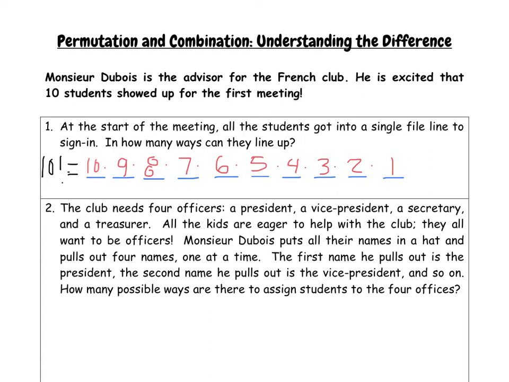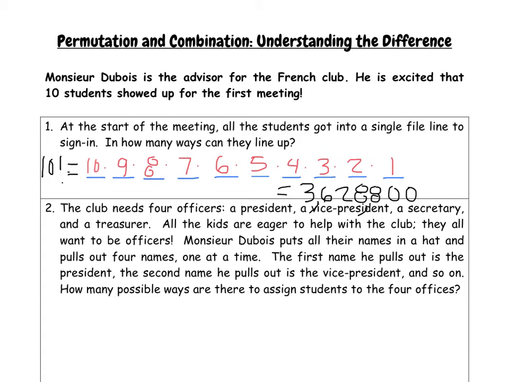So if we actually do 10 factorial, I'm doing it on my calculator here right now, we get a lot of possibilities, right? So we end up with 3, 6, 2, 8, 8, 0, 0. So that's 3,628,800 possible ways that the students could line up.